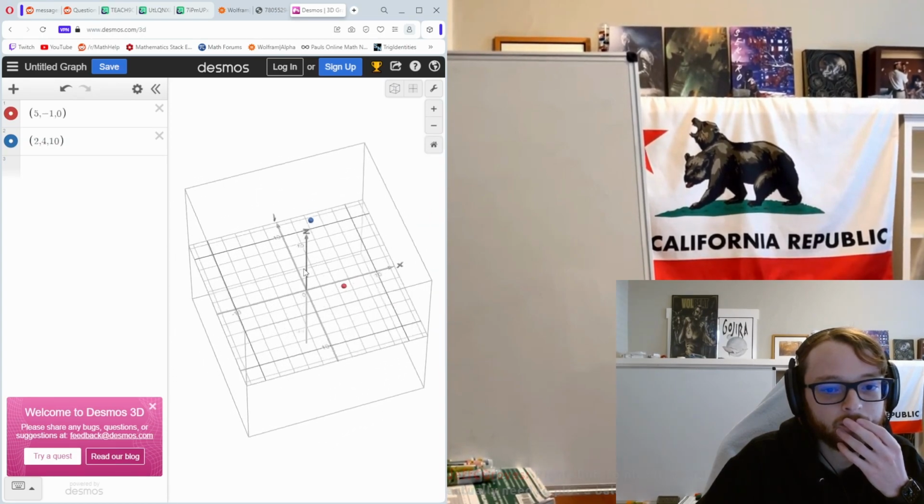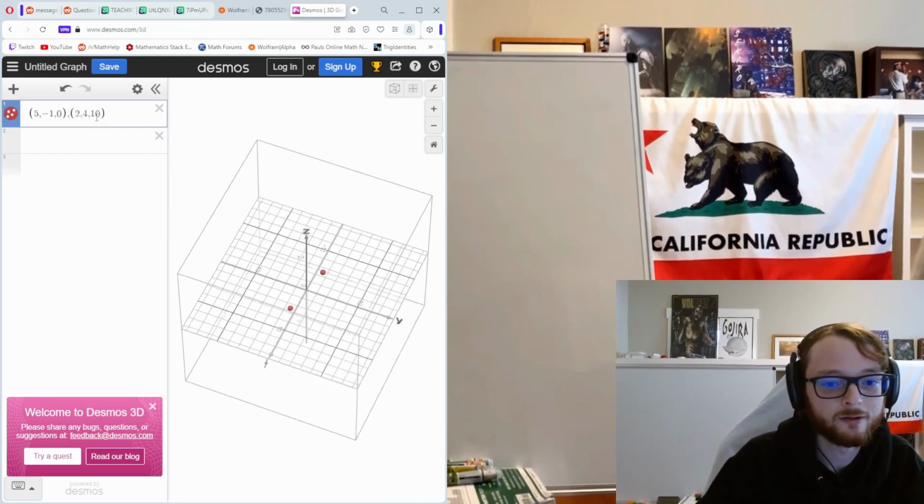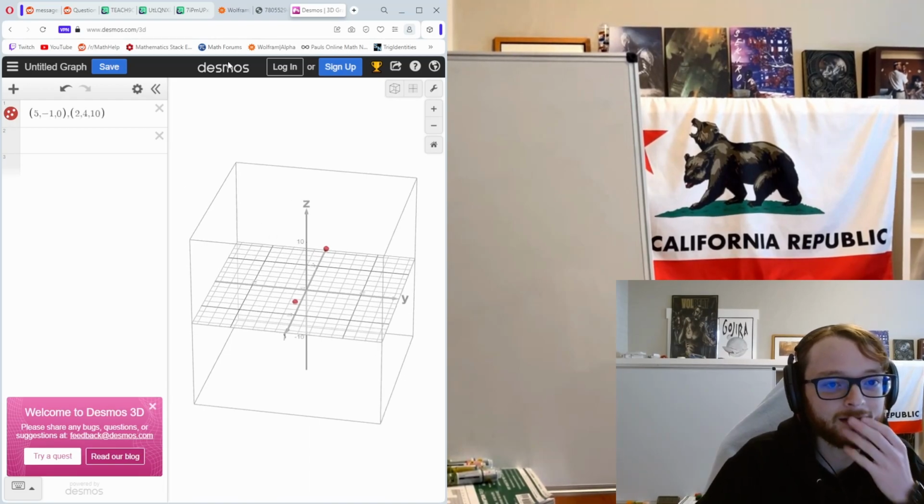I need to zoom out to see this other one. Why are you rotating? I don't like it when you rotate. Okay, thank you. So you actually can do multiple in one. I think I like that.